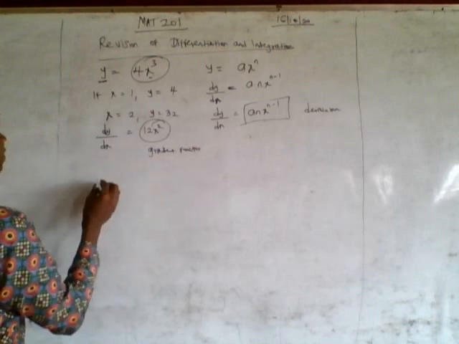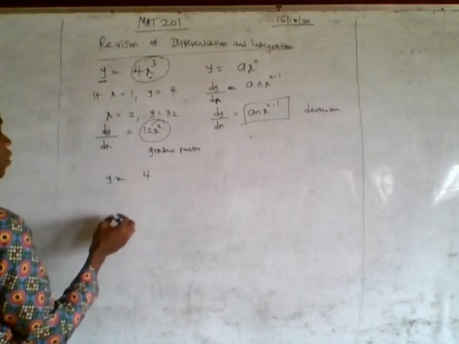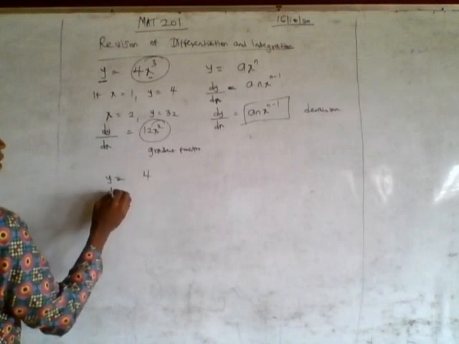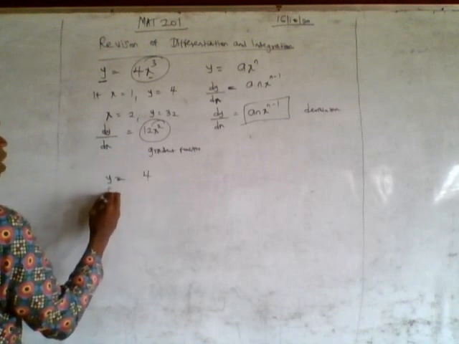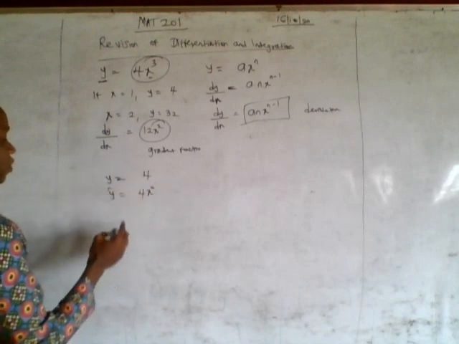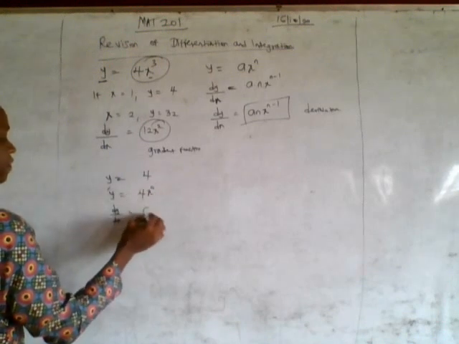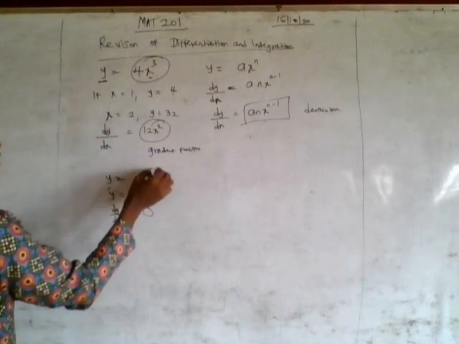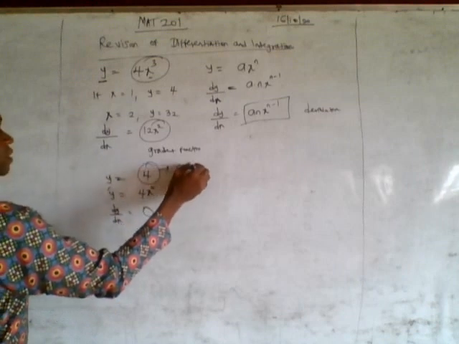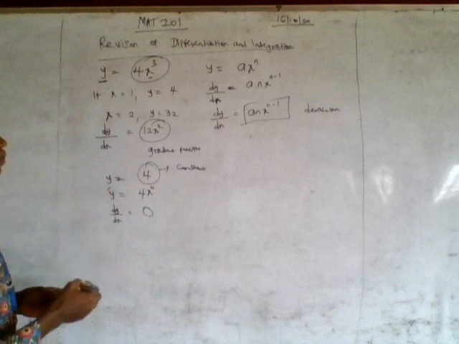So if we have another function, for example y equal to 4, we said that this is the same thing. y equal to 4 means y equal to 4x raised to power 0. So by the time we find dy/dx, you know that 0 will multiply everything here to give us 0. So when you differentiate a constant, 4 is a constant, you will have 0.